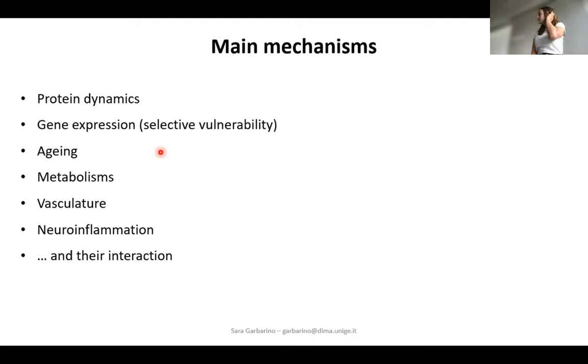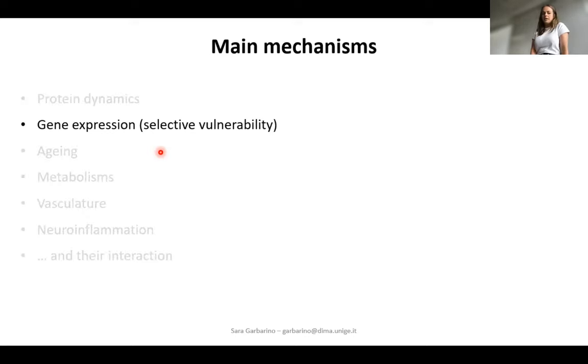Okay, so this is the kind of list of the main mechanisms we will discuss today. Protein dynamics, we will keep it for later. And I will just start talking about gene expression, which is often considered as selective vulnerability of specific neurons. We already had a talk this morning that discussed this topic. I think there are two main branches of literature here dealing with this selective vulnerability mechanistic topic. One is that on one side, we have studies that deal with RNA sequencing of specific regions from postmortem brains. And on the other side, we have studies that deal with association analysis between patterns of vulnerable regions and patterns of brain connectivity somehow.